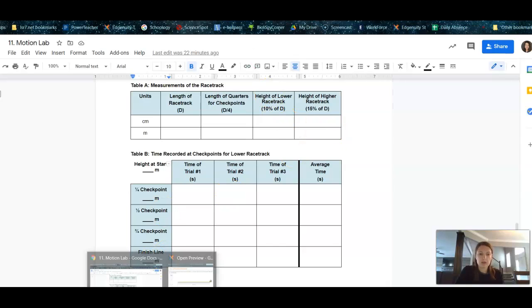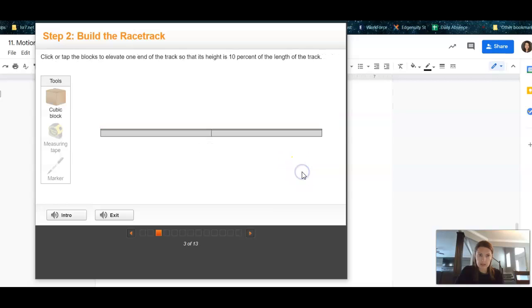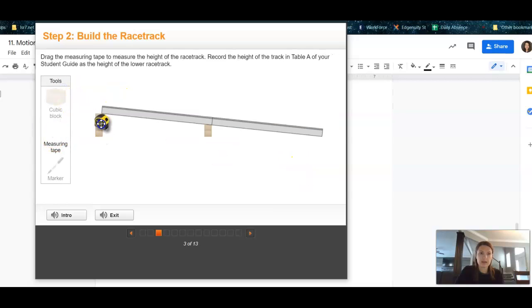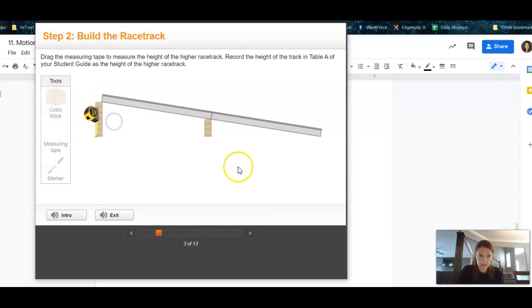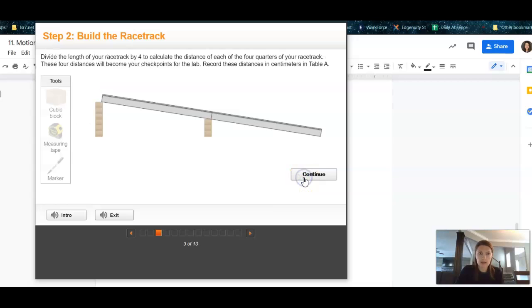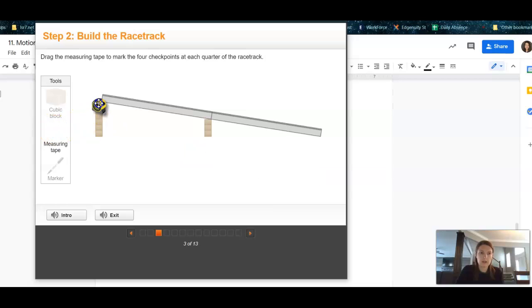Then you're going to go back to your lab and continue with that, and it will tell you to click on these boxes and then measure how tall those boxes are. That's going to be 10% of the length of the racetrack, so they're just increasing the height by 10%. Then you're going to do the same thing for 15%, measure it and record that. Then in this next part, you're going to measure 4 checkpoints, and it will tell you to do that. It has arrows here, and then you're going to use a marker to mark those checkpoints.